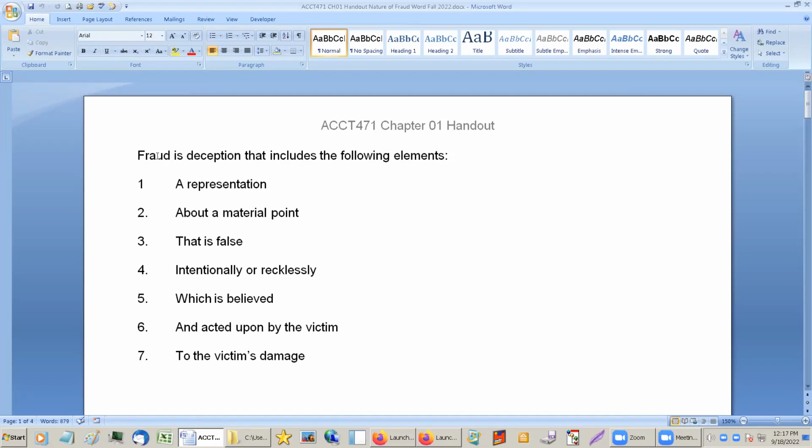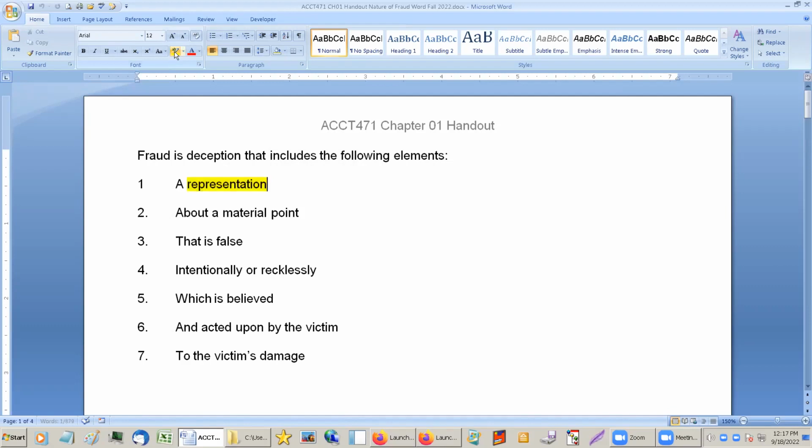Okay, what is fraud? Fraud is a representation. So it is when you tell something that is, in this case, a material point. This representation could be oral or it could be written. That is false, usually intentionally. It's believed by the victim and acted upon by the victim.